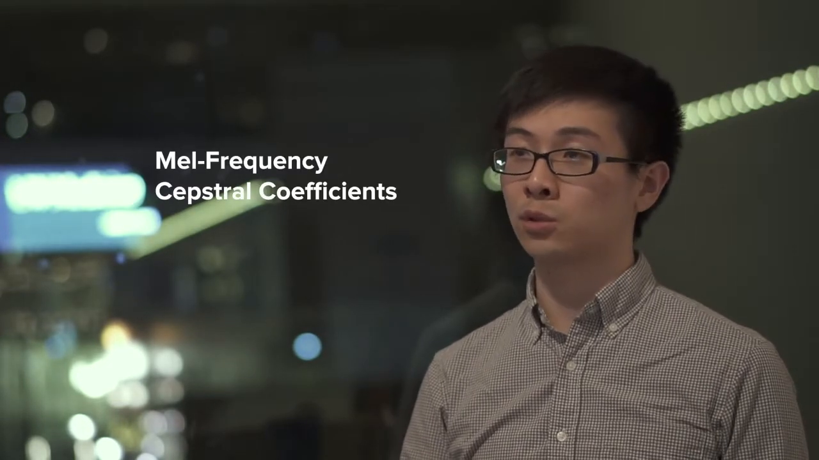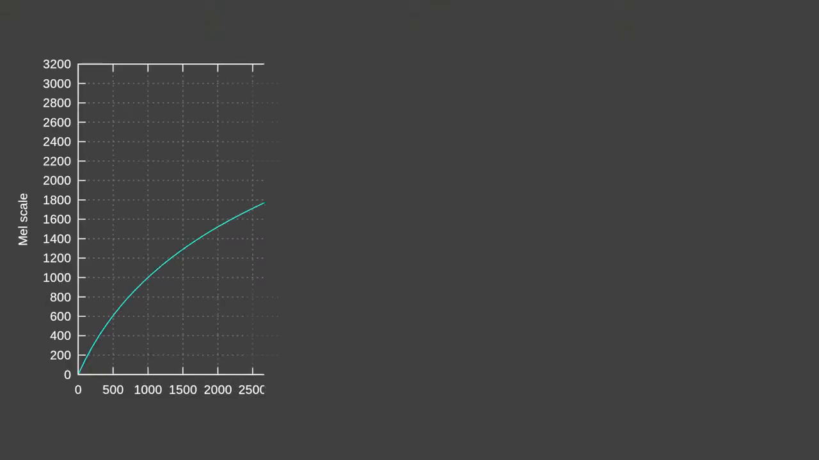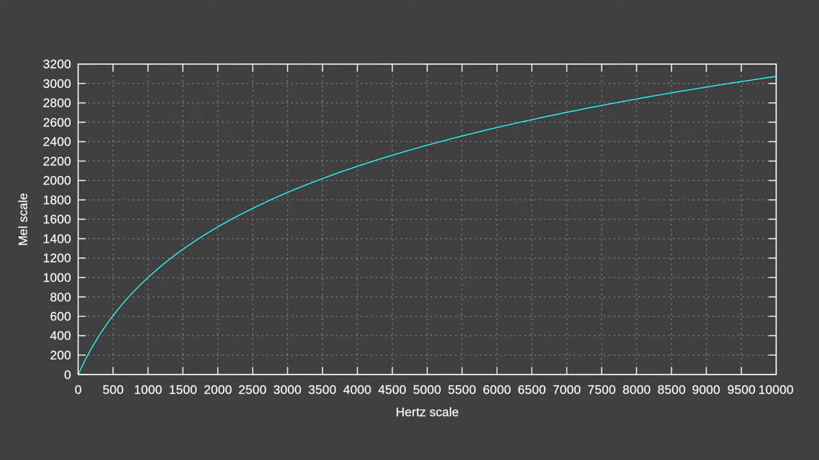Once we've cleaned up the signal, we can calculate the mel-frequency cepstral coefficients, which represent the power spectrum of the audio across a special pitch scale called the mel scale, since the mel scale represents perceived pitch rather than absolute pitch, which makes it better for applications like speech recognition.